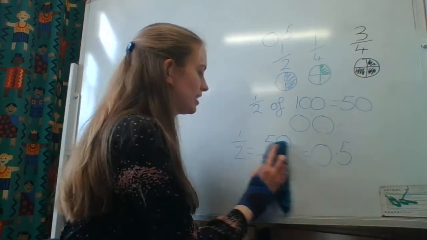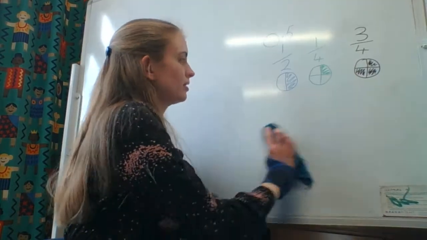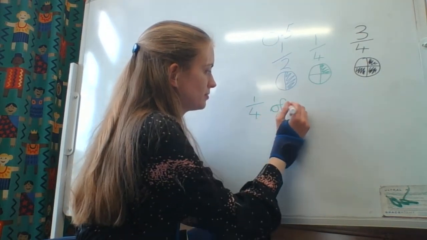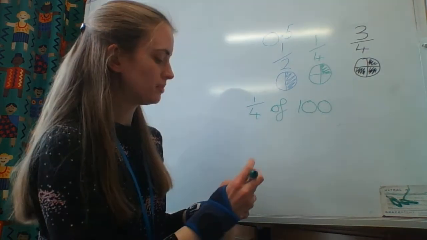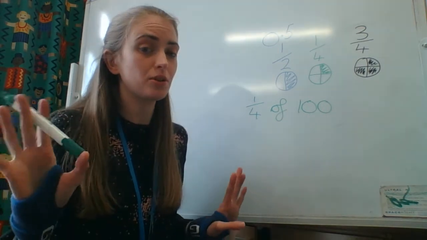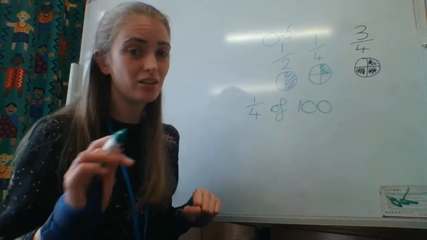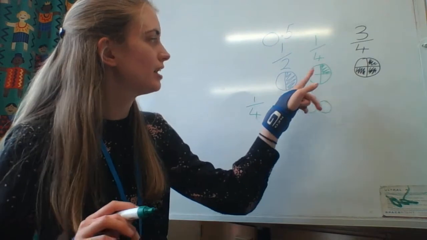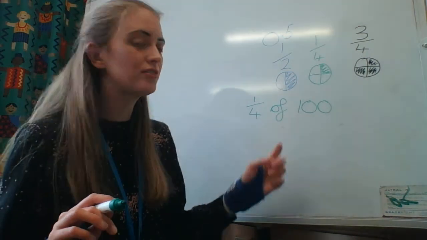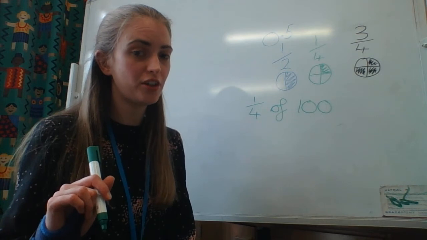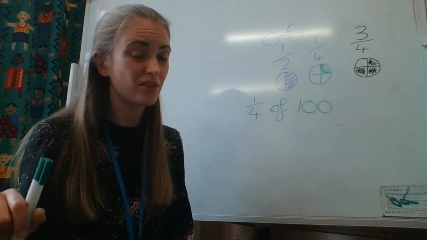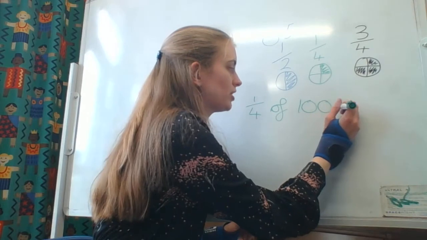So let's have a look at a quarter. I want to find 1/4 of 100. I need to split my 100 into 4 groups. And again, I'm going to cheat a bit on the maths because I can't be bothered to put 100 into 4 little circles. It will take ages, and I know faster maths to do that. So I can see here that a quarter is half of a half. So if half of 100 is 50, a quarter of 100 must be half of 50, which I know is 25 because we can count in 25s. So a quarter of 100 is 25.